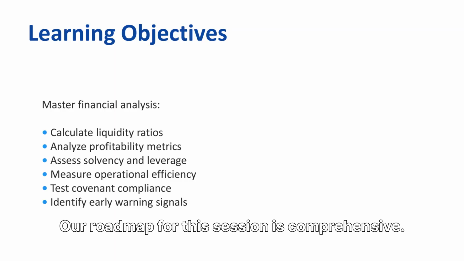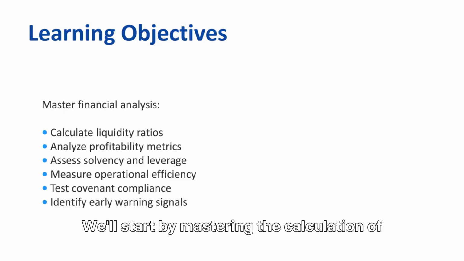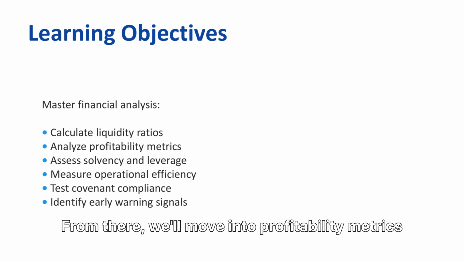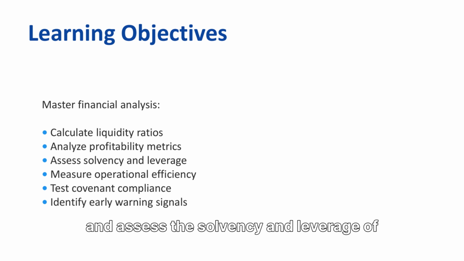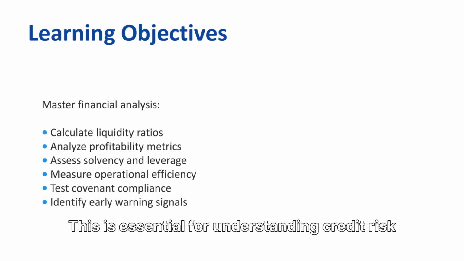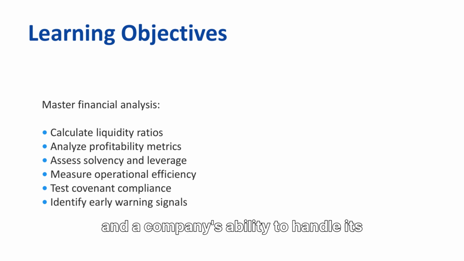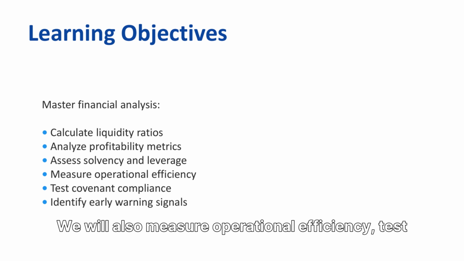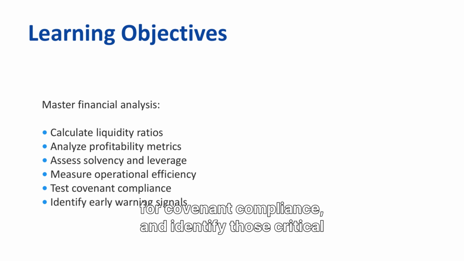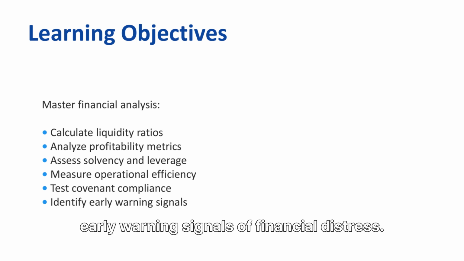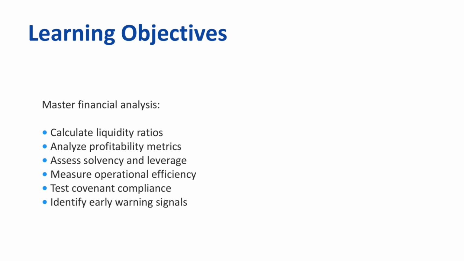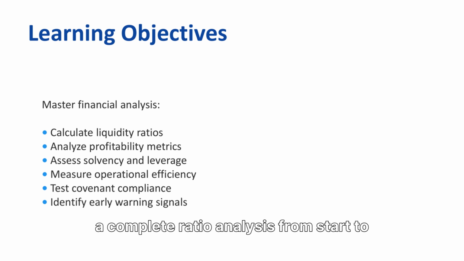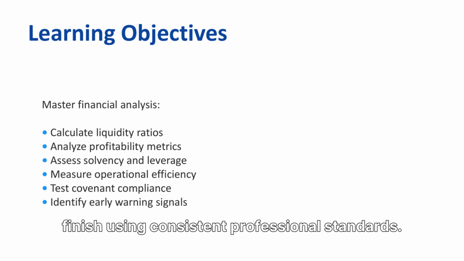Our roadmap for this session is comprehensive. We'll start by mastering the calculation of liquidity ratios. From there, we'll move into profitability metrics and assess the solvency and leverage of a business. This is essential for understanding credit risk and a company's ability to handle its debt load over the years. We will also measure operational efficiency, test for covenant compliance, and identify those critical early warning signals of financial distress. By the end of this module, you'll be equipped with a framework to conduct a complete ratio analysis from start to finish using consistent professional standards.